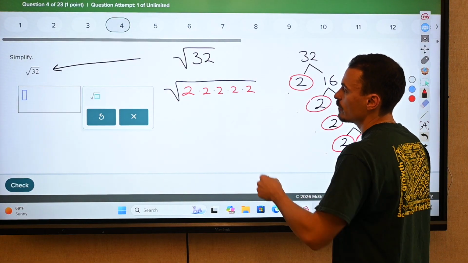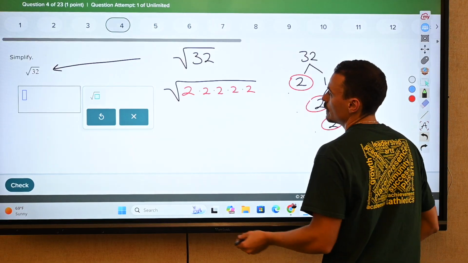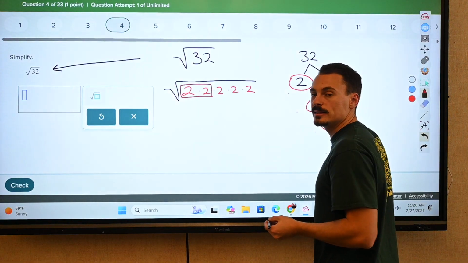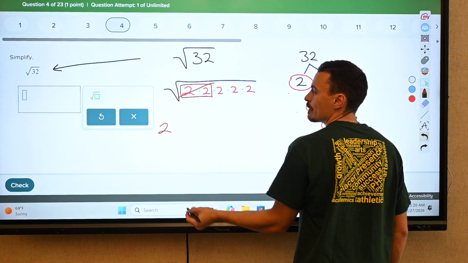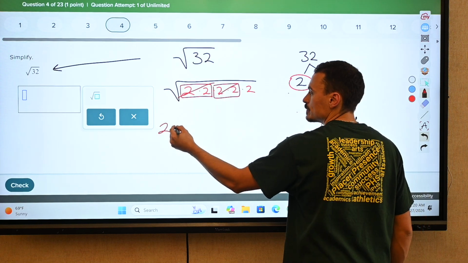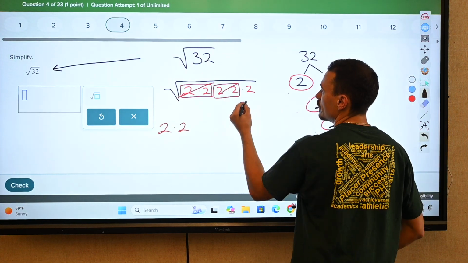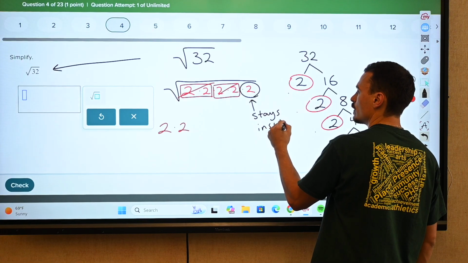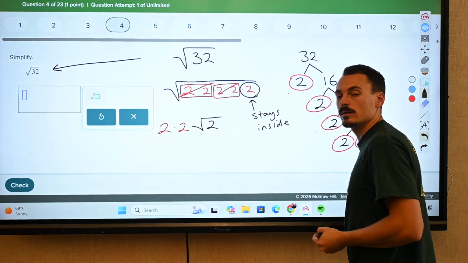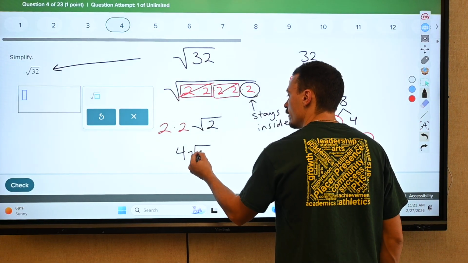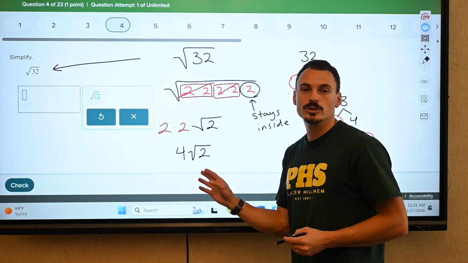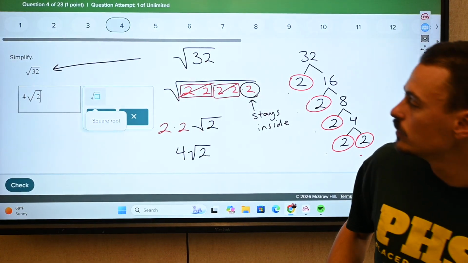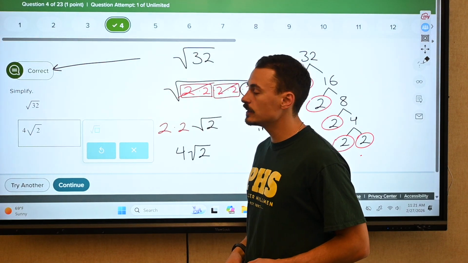Okay? Whenever you have a radical, you need two factors on the inside to take one out. Here's another 2. This one stays inside. All right? 2 times 2 is 4. So the final answer to this question would be 4 times root 2. For example, here, you can write 4 root 2. And you would be correct. All right?